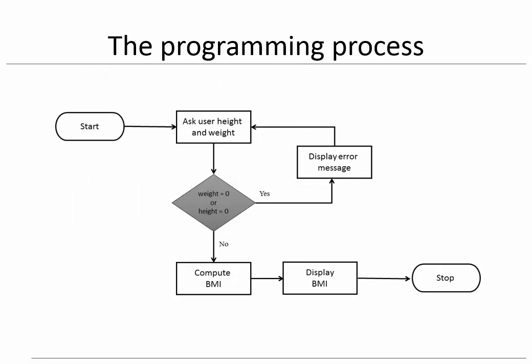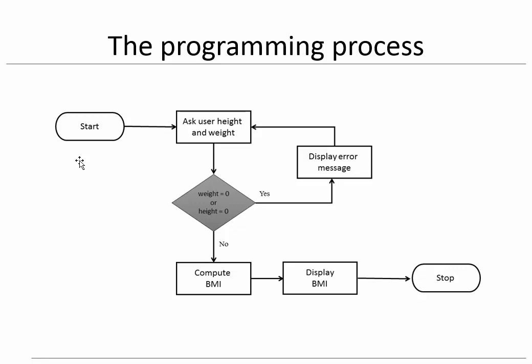Here you can see an example of a flowchart corresponding to the design of a solution for our BMI problem. Remember, we start with a first symbol to indicate where the program starts. So we start right here. Next, we have an activity which will ask for the user height or the user weight. Then we have a decision point indicated by the gray filled diamond. This decision point will verify whether the weight equals 0 or the height equals 0.